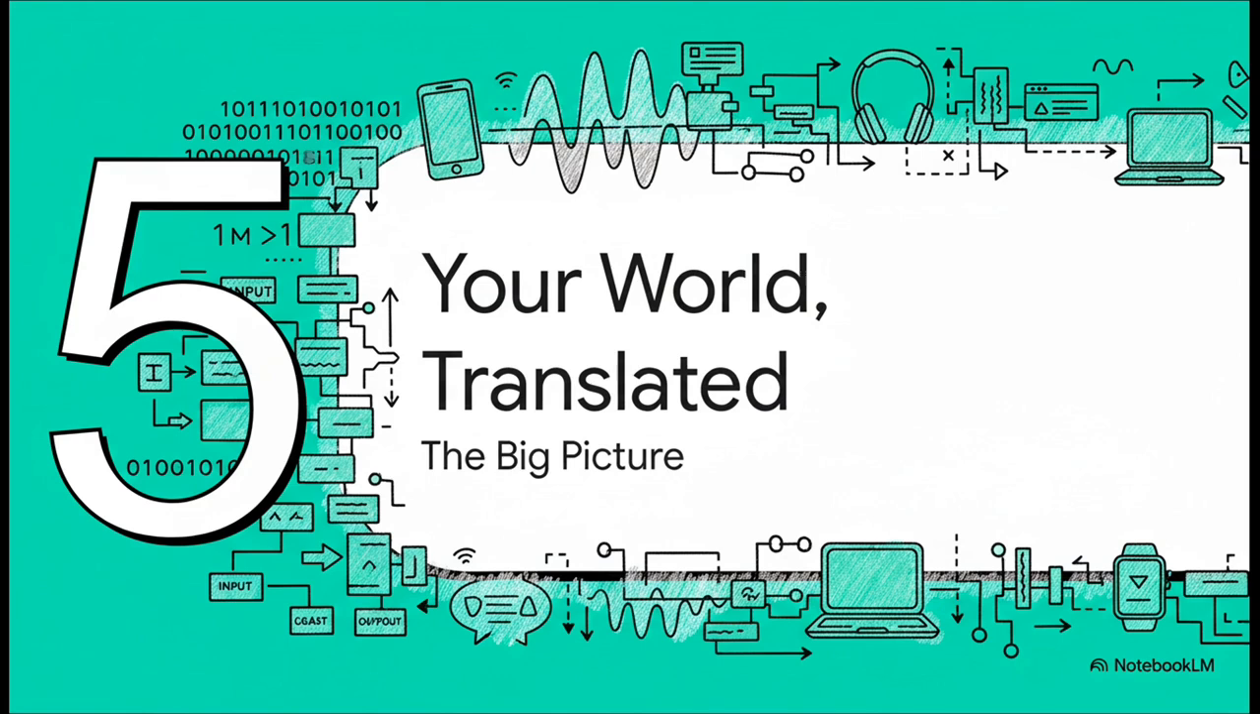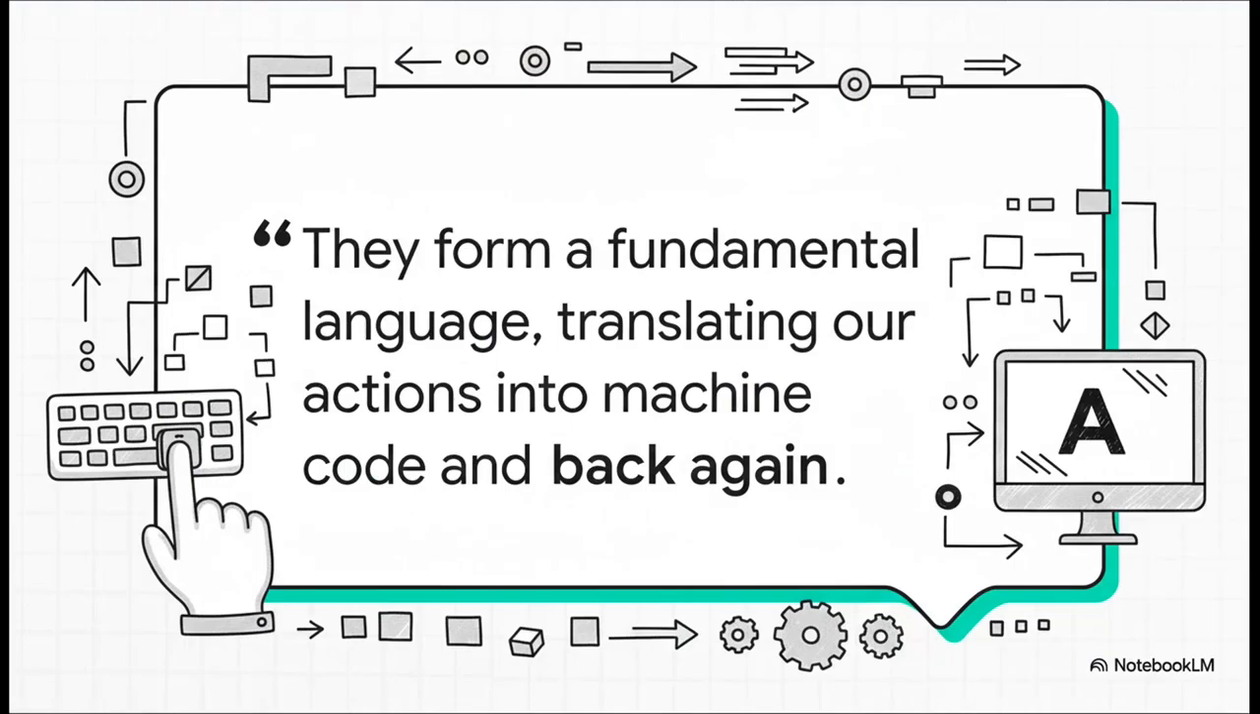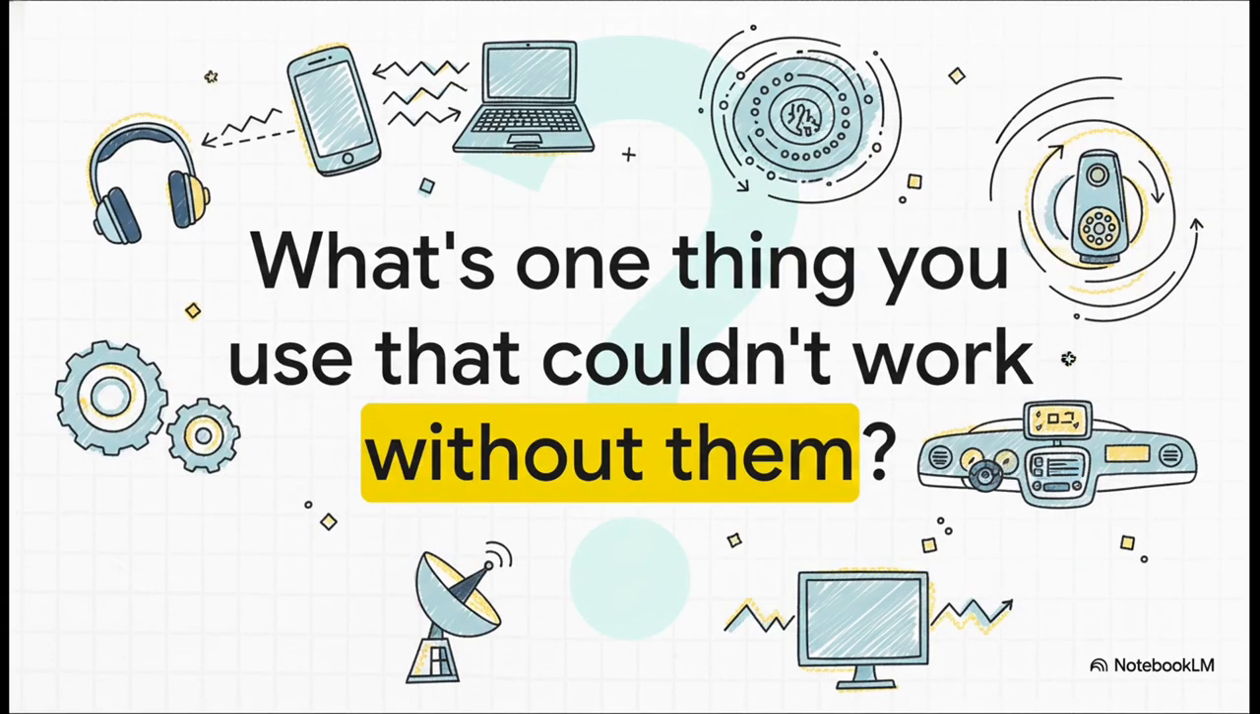Your world translated. Because here's why this really matters. This dance of encoding and decoding, it's happening constantly. Billions, maybe trillions of times a second, inside pretty much every single piece of technology you own. Really, what they are is the fundamental language of our digital world. They're the universal translators. They take a human action, like you clicking a mouse, encode it into a language the machine understands, and then the machine uses a decoder to translate that language back into an action, like opening a file. It's a constant conversation. And this whole process is happening right now, this very second, just so you can watch this.